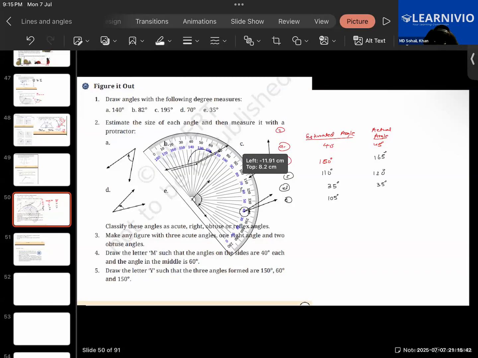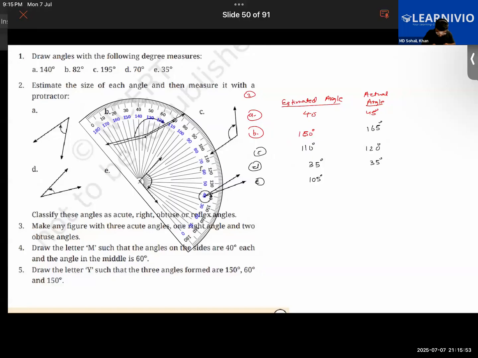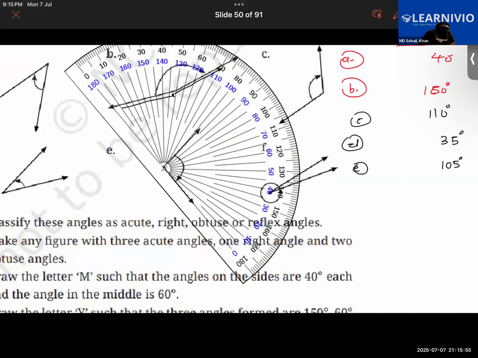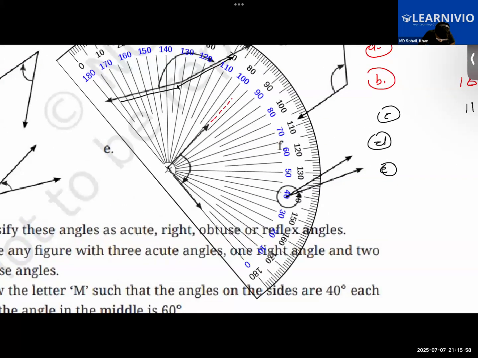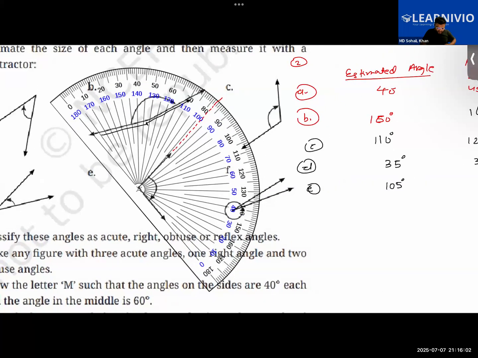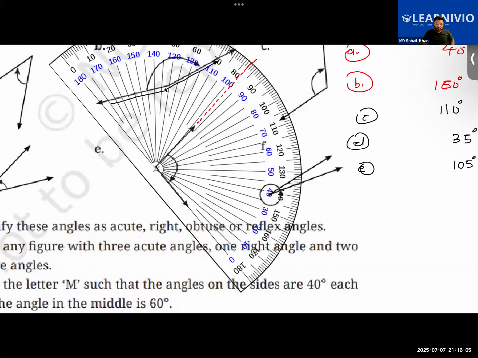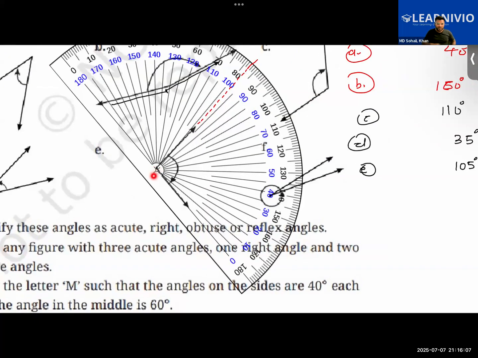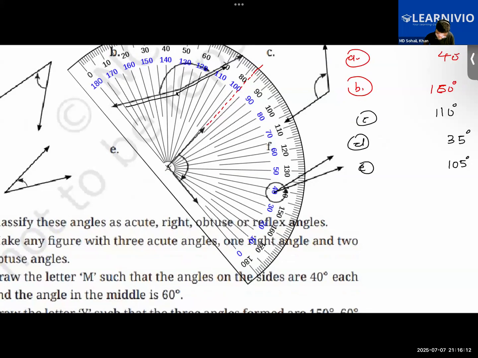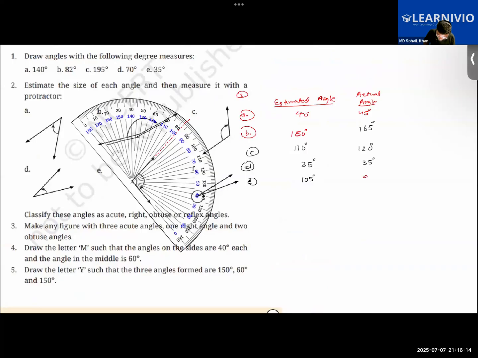We should be roughly getting it somewhere around 98 or 99. It's not going to be 95, but more than that. If you were to place it slightly over here, you should be getting 98 or 99. I haven't managed to place it properly right above it. On a sheet of paper it is more convenient, but placing it on the screen is a bit tricky. So, 98 or 99, let's say 99 degrees.